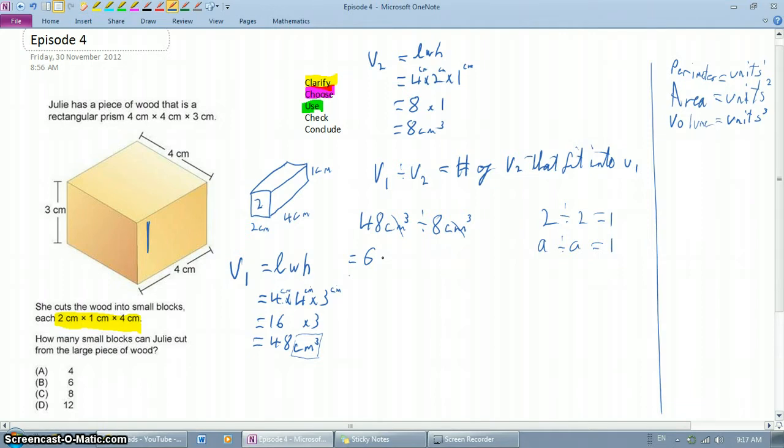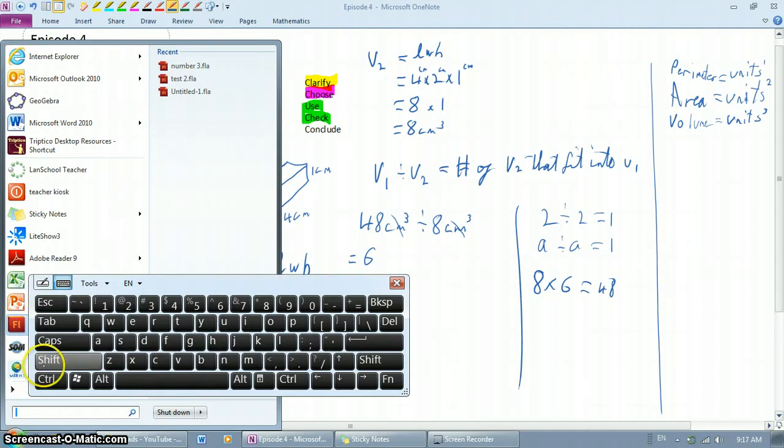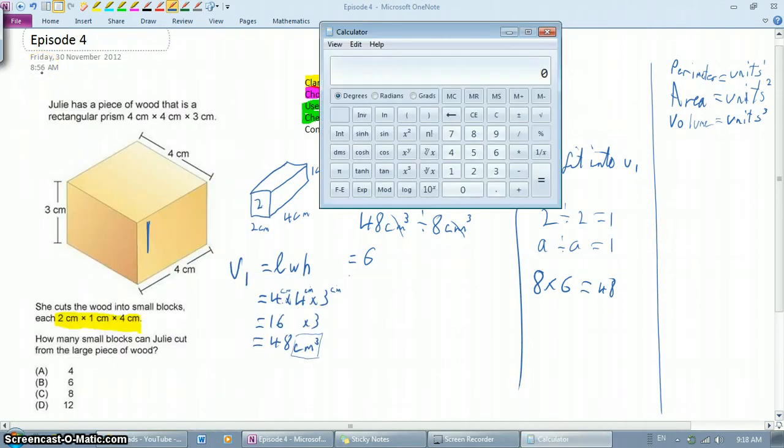So in terms of checking our work, how can we do this? Well, we can check our calculations, and we can do 8 times 6 equals 48. Let me just check that on the calculator to be sure. So 8 times 6 equals 48.